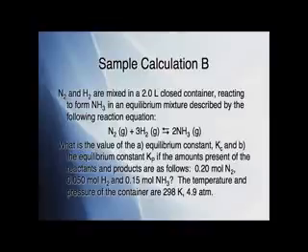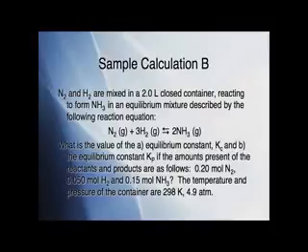Let's try another problem. Here is sample calculation B. We have nitrogen and hydrogen gases mixed in a 2-liter closed container reacting to form ammonia, NH3, in an equilibrium mixture described by the following reaction equation. We have N2 plus 3H2 yields 2NH3.